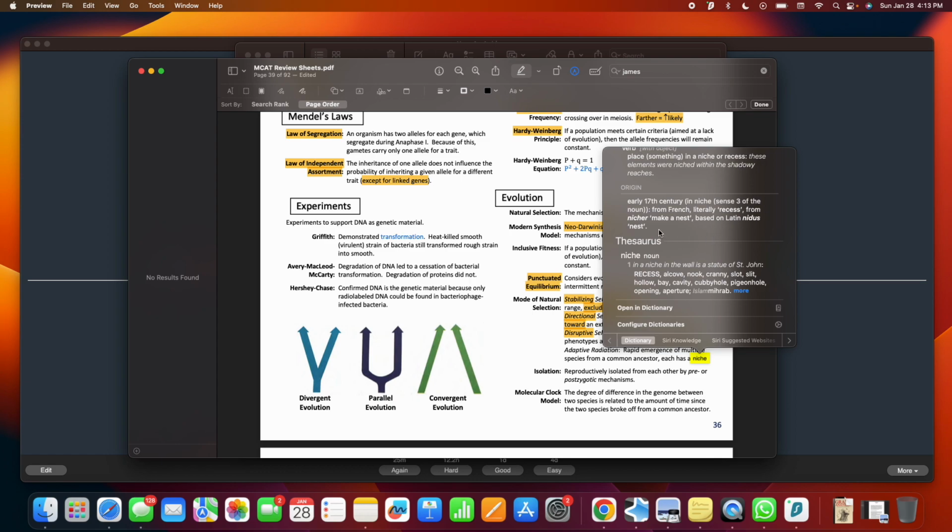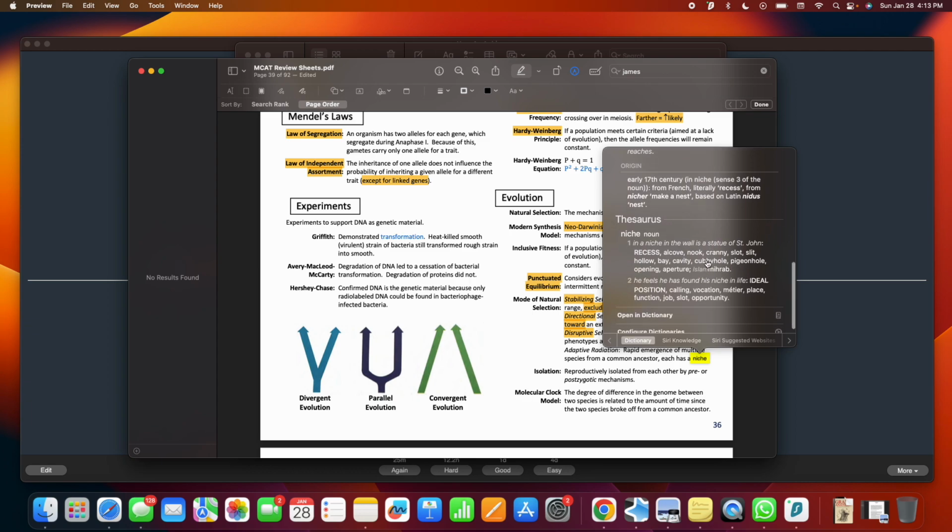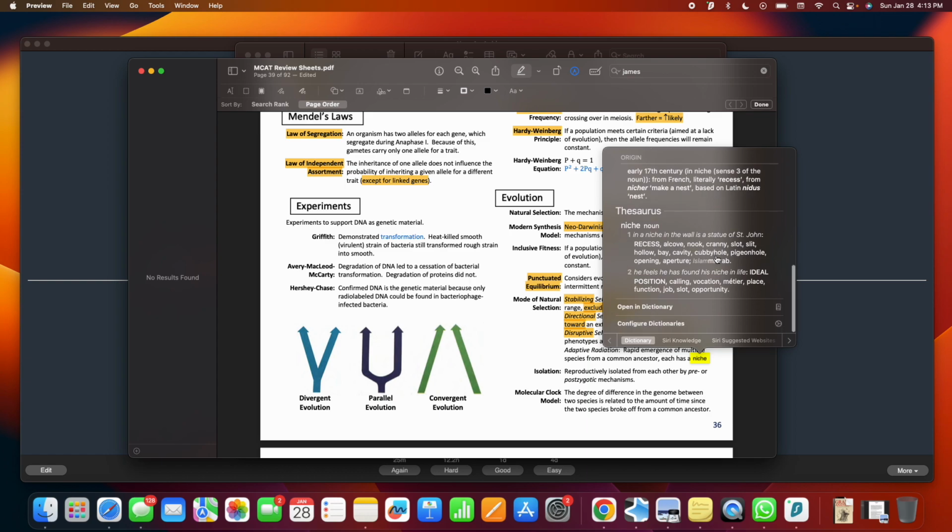Latin nidus, nest, recess, alcove, nook, cranny, slot, slit, hollow, bay, cavity, cubbyhole, pigeonhole, opening, aperture, mihrab in Islam. And he feels he has found his niche in life: ideal position, calling, vocation, métier, place, function, job, slot, opportunity.